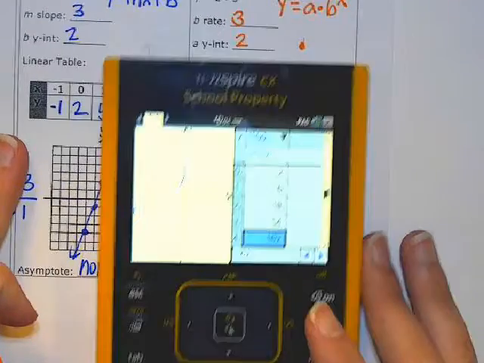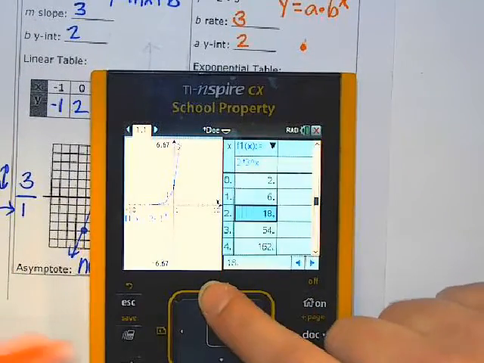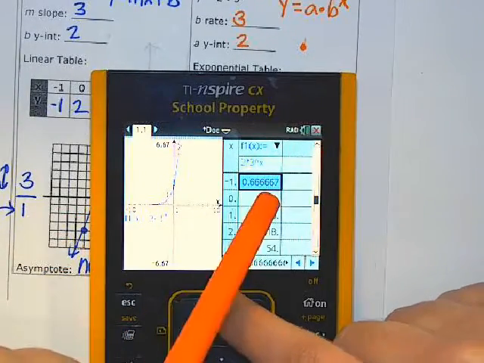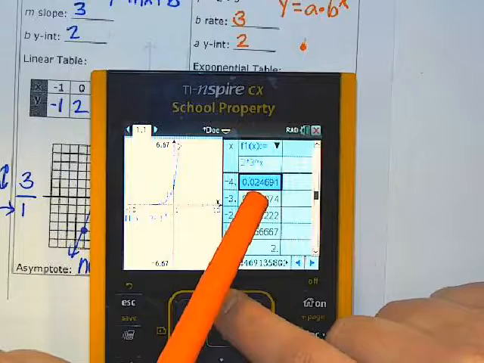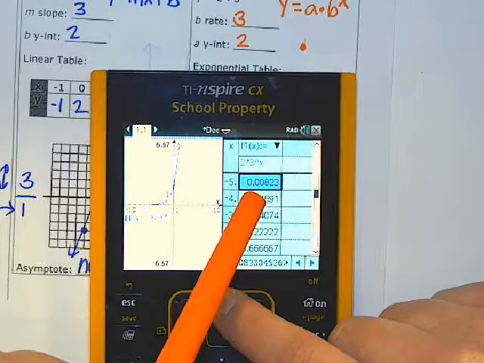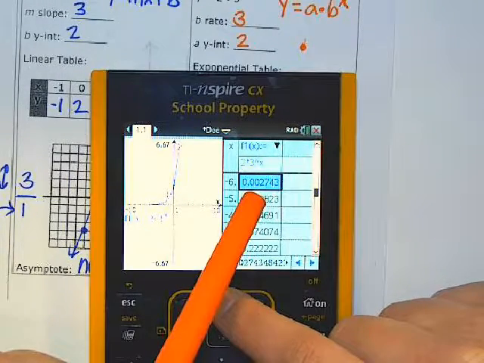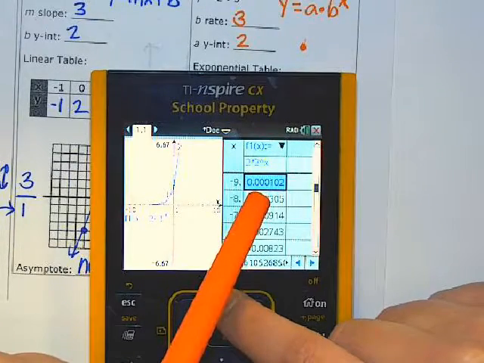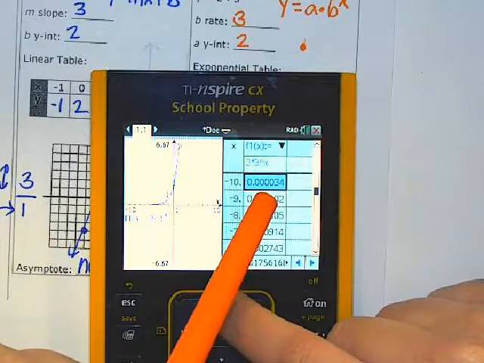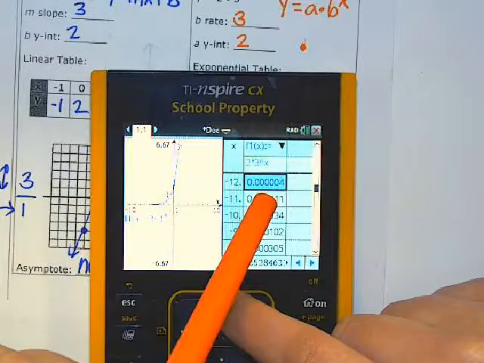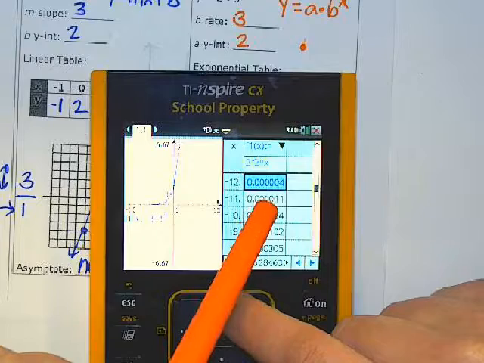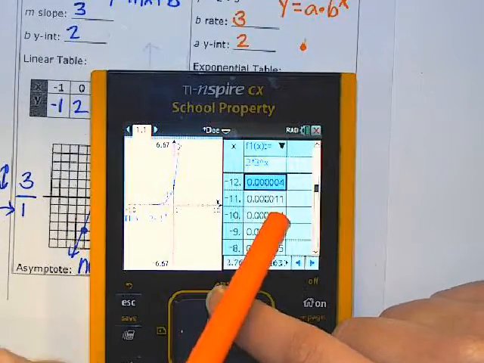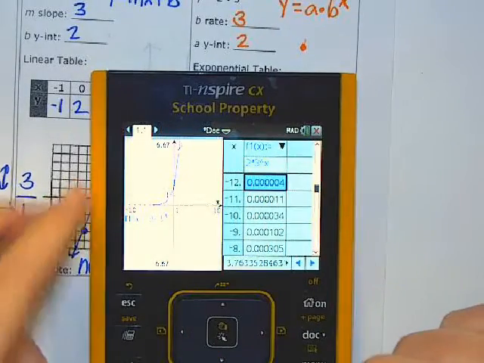Okay, if you look at your table, if I scroll up, I want you to notice my y numbers. Is it ever touching 0? No. It's getting really, really close to 0, but it's never actually going to touch it. Y'all see that? Forever. Never. It's like the magnets turned backwards. They're never, ever going to touch.